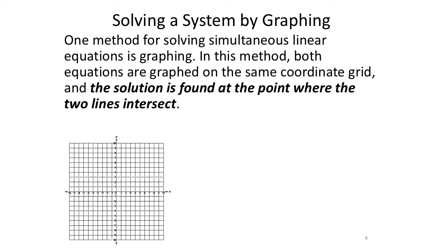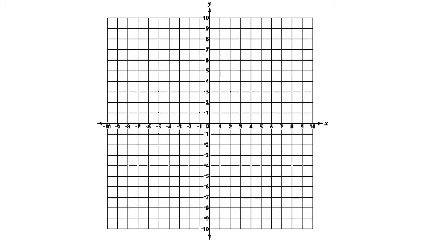So the solution is found at the point where the 2 lines intersect. Okay, so if we were to look at a graph like this one, and we had 2 lines on this graph, it doesn't really matter what they look like. I don't know, something like this. So you may graph a line like this one, and then it's possible you may have another line like, oh geez, I don't know, something like this, okay?